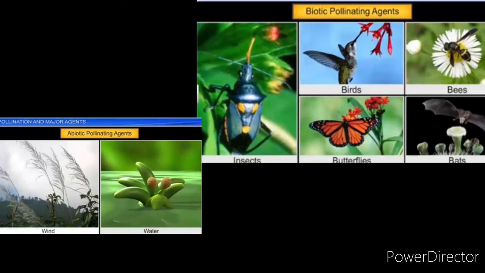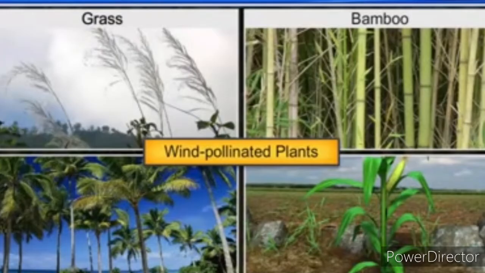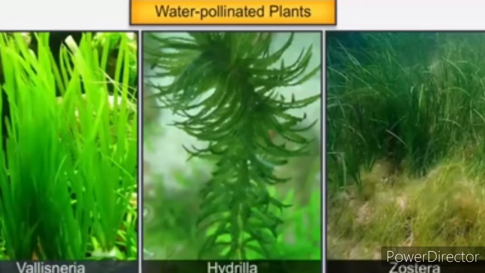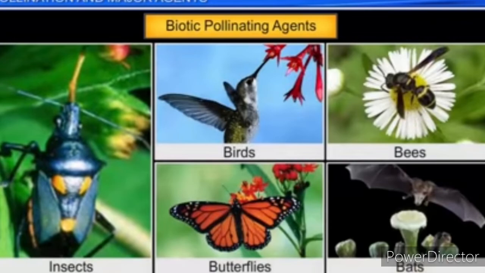Plants use two abiotic agents, wind and water, and biotic agents to achieve pollination. Pollination by wind is called anemophily. Anemophilous flower characters we already discussed. Pollination by water is called hydrophily. Hydrophilous flower characters we also discussed. Today we are going to discuss the biotic pollinating agents. The majority of plants use biotic agents for pollination.